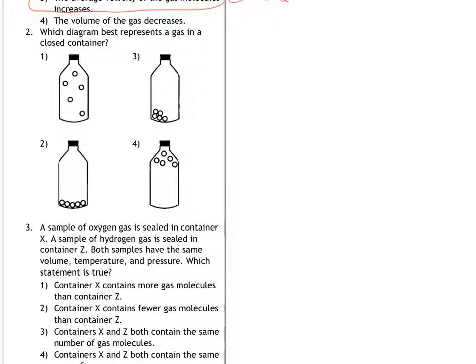All right, number 2. Which diagram best represents a gas in a closed container? The best representation is choice 1. And the reason for that is because the particles are distant from each other. But additionally, they are filling the space of the container, so they fill the volume. Unlike this one, which some people might think is a gas, but it doesn't fill the volume.